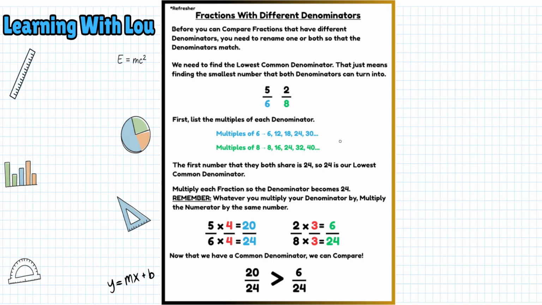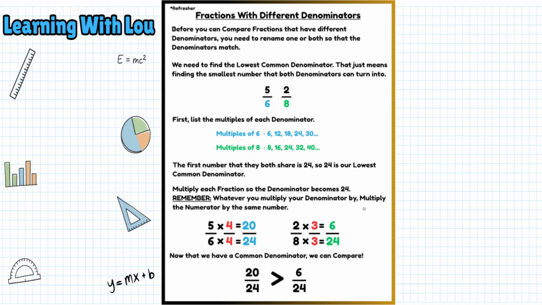Now that I have my multiples listed out, I have to look for the first number that appears in both lists, which it looks like 24. I have a 24 here for 6 and a 24 here for 8, and those are the only two that match. So that's going to be my lowest common denominator.